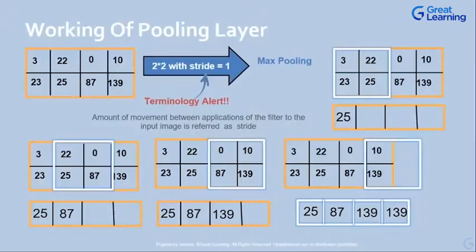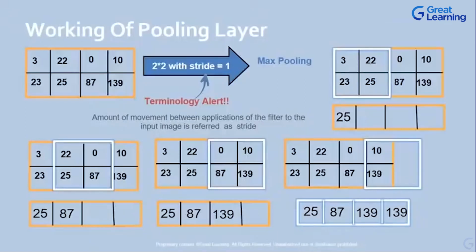Now I use a 2x2 matrix. From that you can see 3, 22, 23, 25. I use the max number from the matrix, because this number helps us understand that, okay, this is 25, maybe there is a feature in the image from there. So I took 25. Now I just shift my matrix by 1, because my stride is equal to 1. I use 22, 0, 25, 87. From this, which one will be the highest? 87. So I took 87.